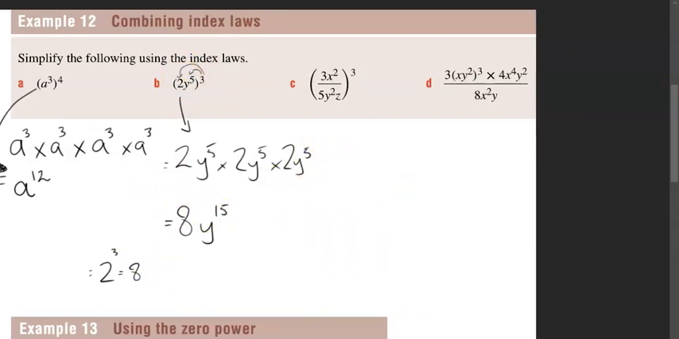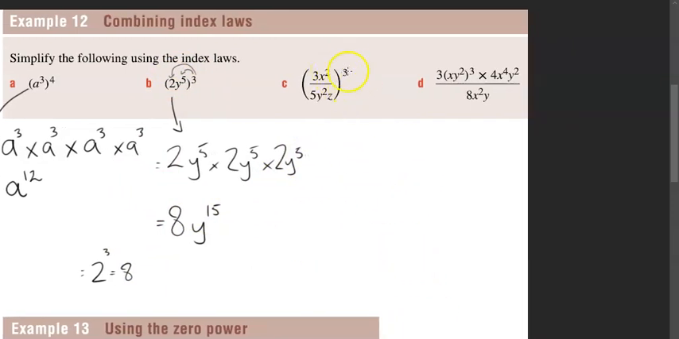For C, we'll be looking at this power is going to be applied to every single number and base that's associated with it. And we could just jump straight to the final answer. So 3 to the power of 3, so that 3 is being applied to that one first. So 3 times 3 is 9, times 3 again is 27.